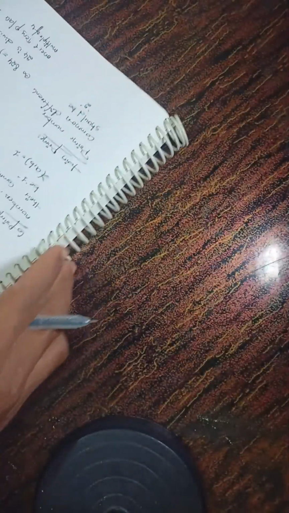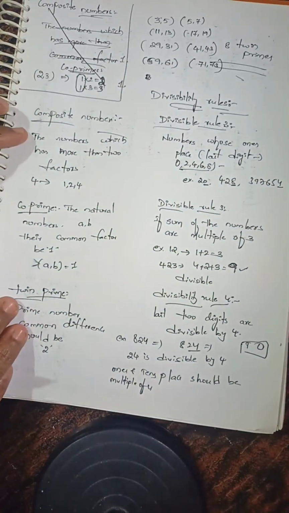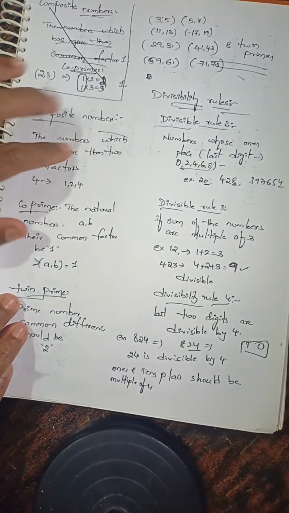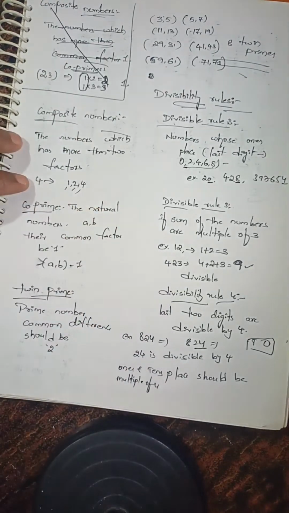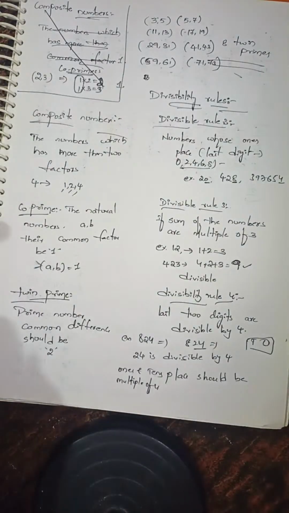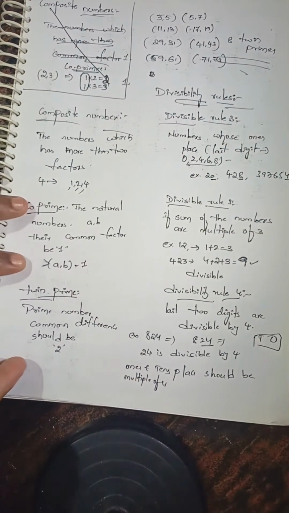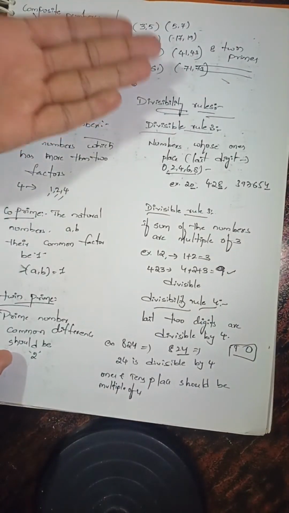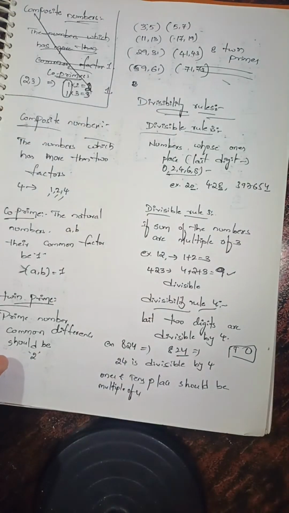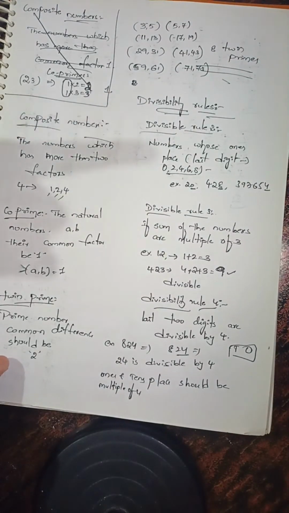And these are the divisibility rules which I have just explained. Composite numbers are numbers which have more than 2 factors. For example, 4 has 1, 2 and 4. Co-primes, of course you know, have common factor 1. Twin primes have a difference of 2. There are a total of 8 twin primes. This one and the prime numbers we explained previously are both very important.